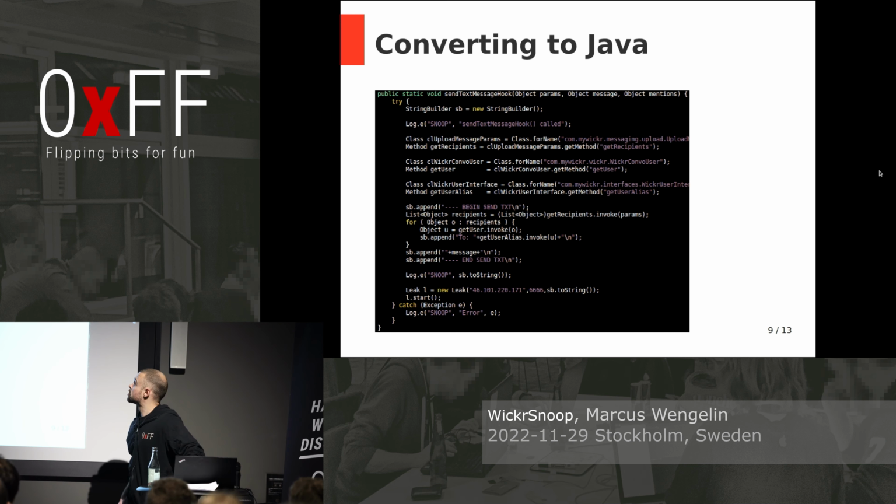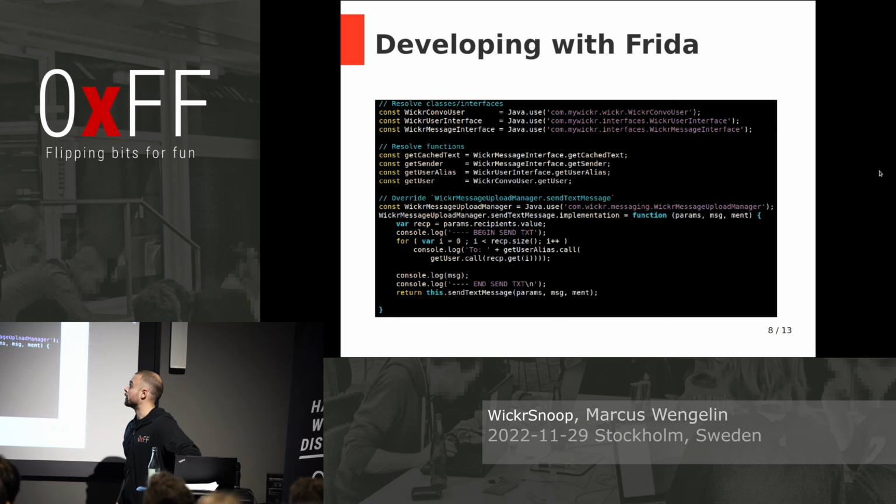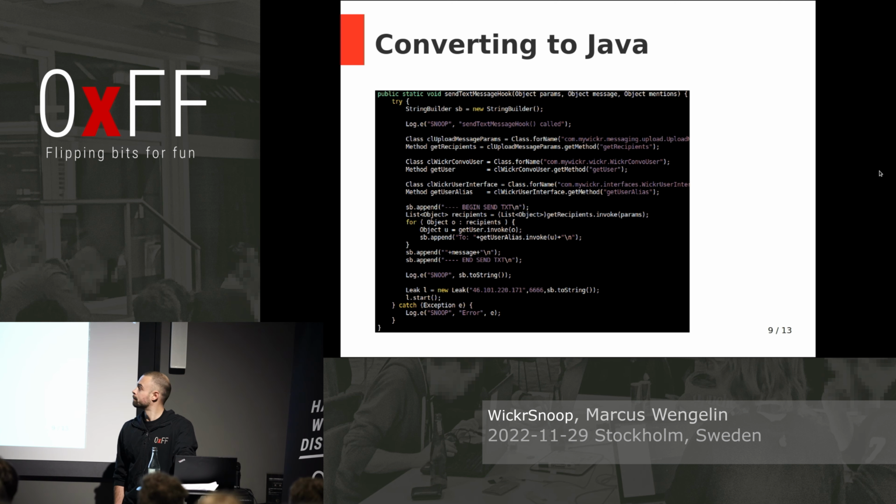The next step is to convert this code into Java code that we can insert into the app. And this is that Java code. There should be some pretty obvious similarities to the Frida script previously shown. I use the same methods, and I used Java reflection in order to call the methods built into the Wickr APK.